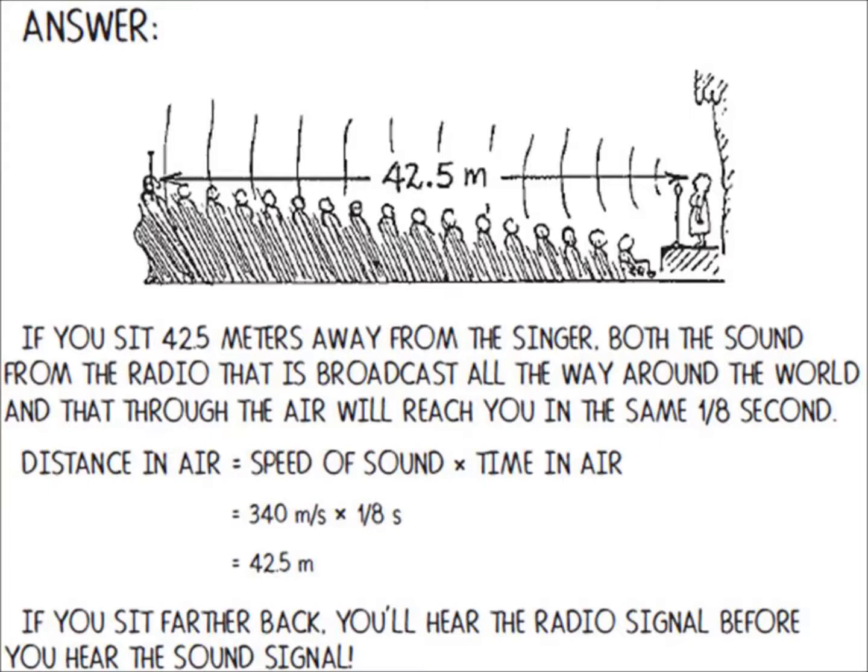If you sit 42.5 meters away from the singer, both the sound from the radio that is broadcast all the way around the world and that through the air will reach you in the same 1/8 of a second, and that's going to be essentially 340 meters per second times 1/8 of a second. That's going to be 42.5 meters. So if you sit farther back, you'll hear the radio signal before you hear the sound signal.